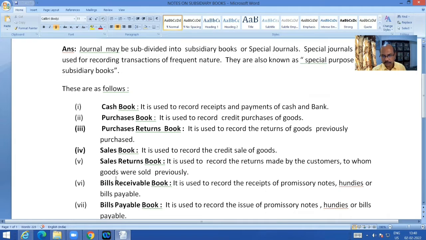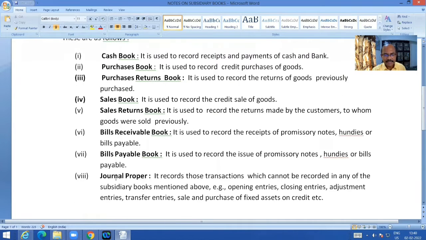Purchases book. It is used to record credit purchases of goods. Purchases returns book. It is used to record the returns of goods previously purchased. Sales book. It is used to record the credit sale of goods. Sales return book. It is used to record the returns made by the customers to whom goods were sold previously. Bills receivable book. It is used to record the receipts of promissory notes, hundies, or bills receivable. Bills payable book is used to record the issue of promissory notes, hundies, or bills payable.